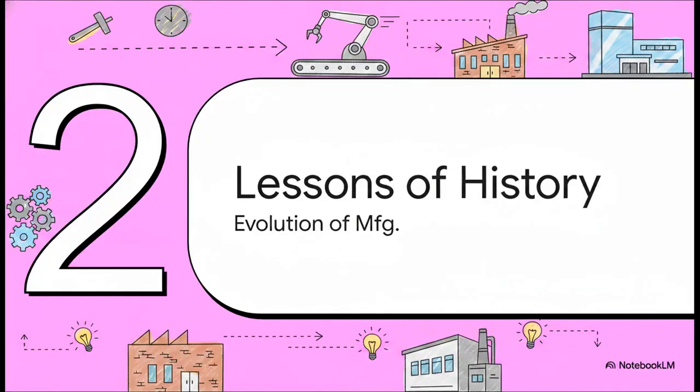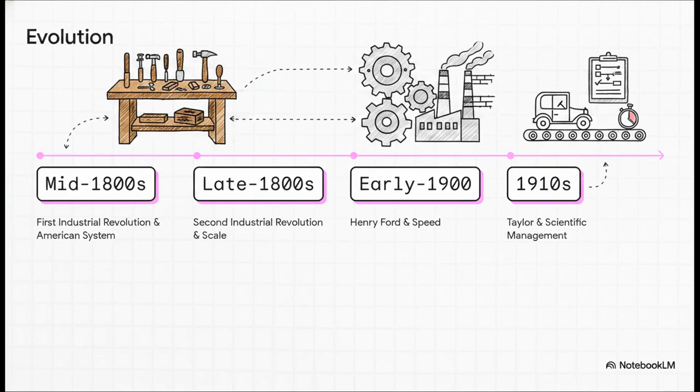Moving right along to section 2, the lessons of history. To really understand why this unifying science is so urgently needed today, we kind of have to trace our steps backward. Manufacturing has been on quite the journey. It evolved all the way from the highly skilled artisan's bench, where every single thing was custom-made, slow, and naturally very variable, right through the first industrial revolution.